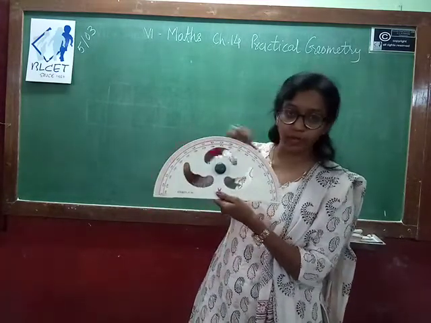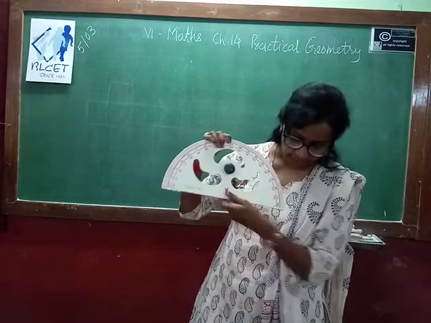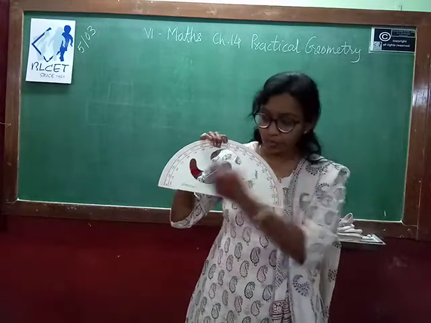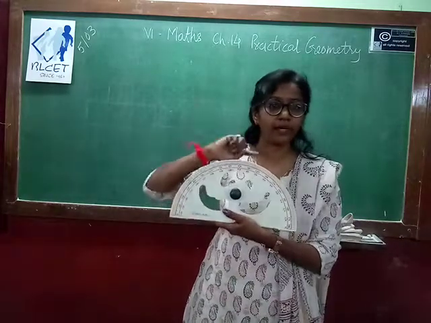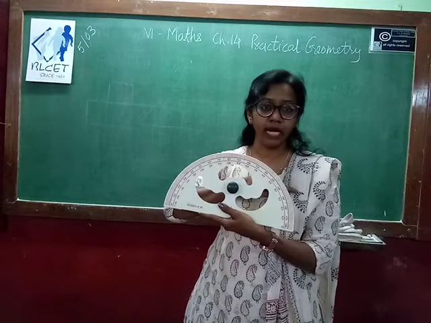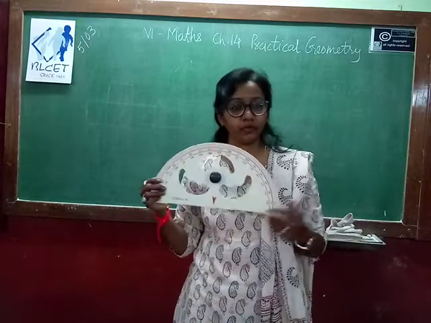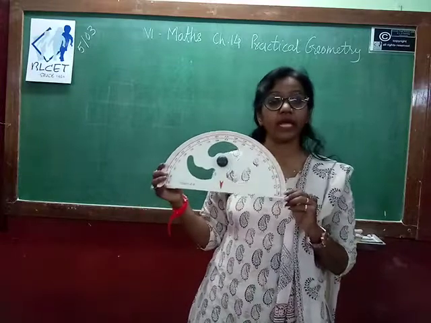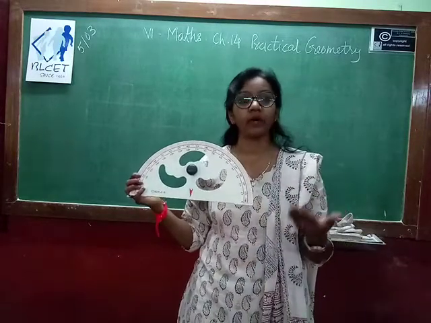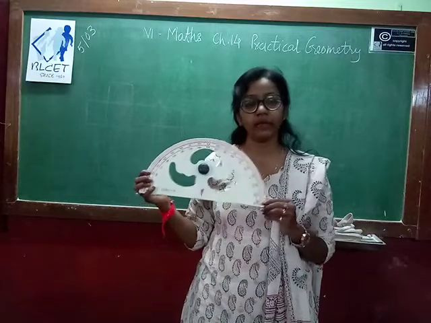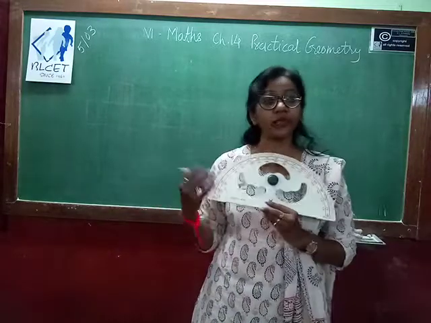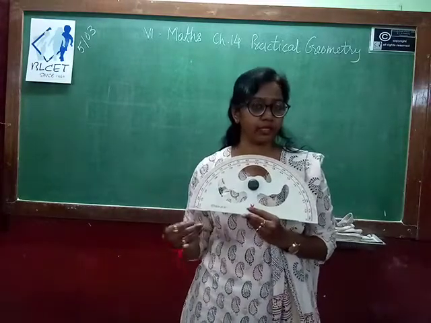In the upper scale you have 0 to 180 degree, and from the left hand side lower scale, 0 to 180 degree. So upper is your right hand side, start from 0 to 180 degree, and from left start from 0 to 180 degree. So with the help of this instrument we can measure the angles, whether it's 30 degree, 60 degree, 90 degree, 120 degree or 180 degree. We can measure the angles. Not only that, with the help of this instrument we are able to draw the angles also.